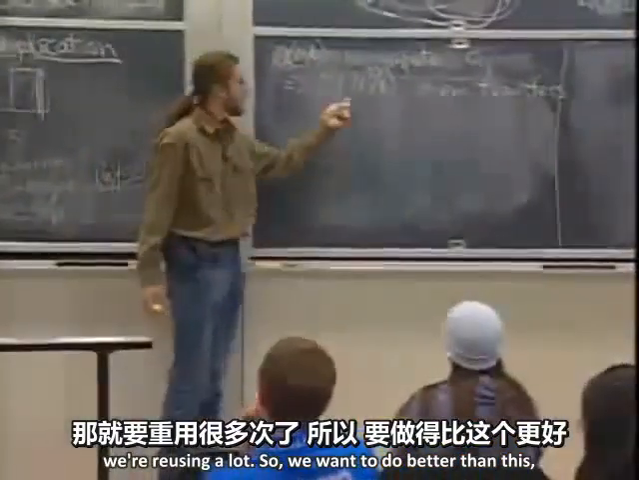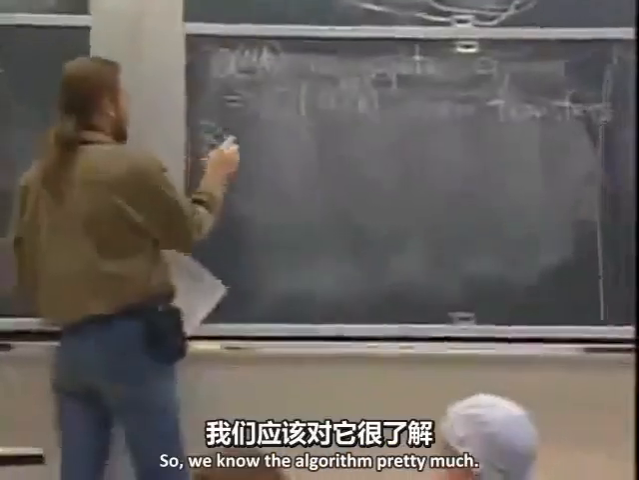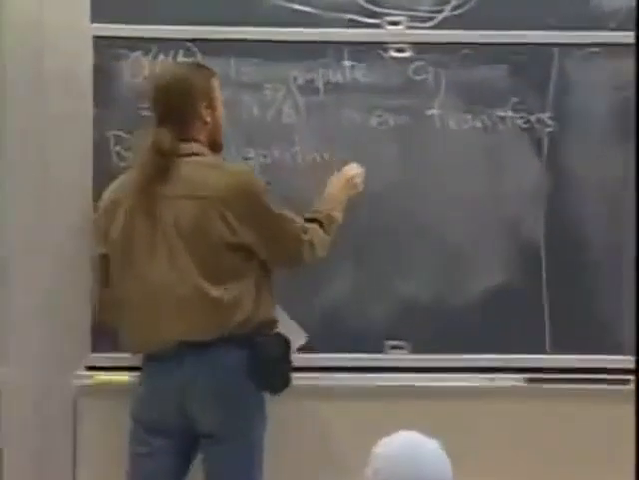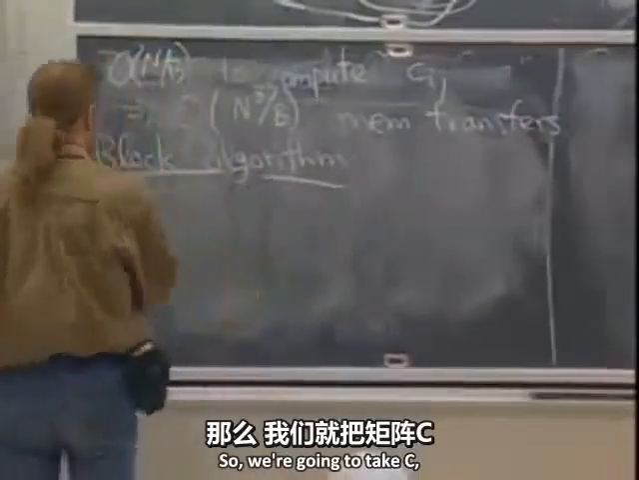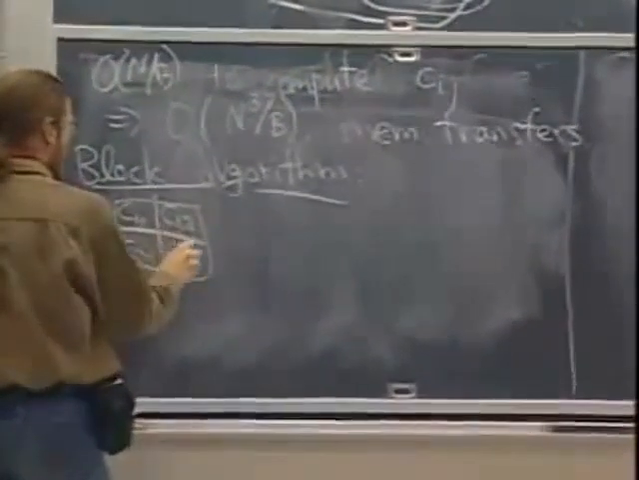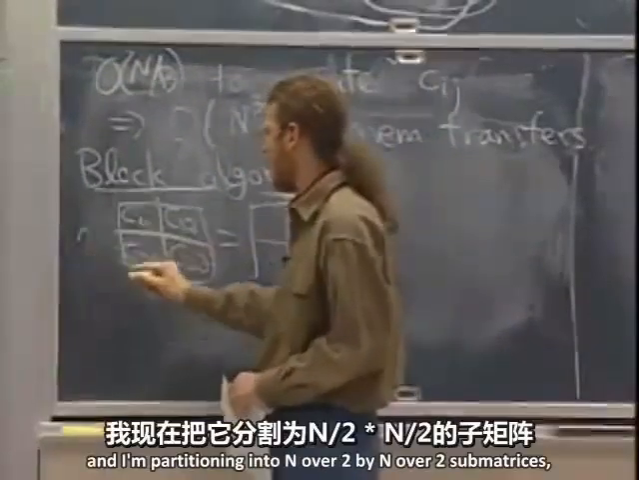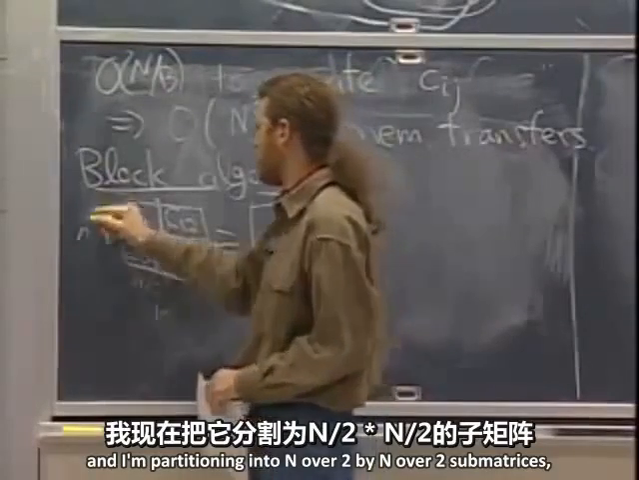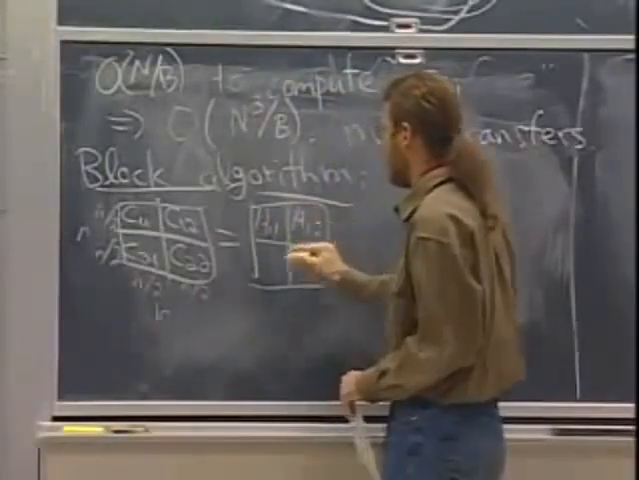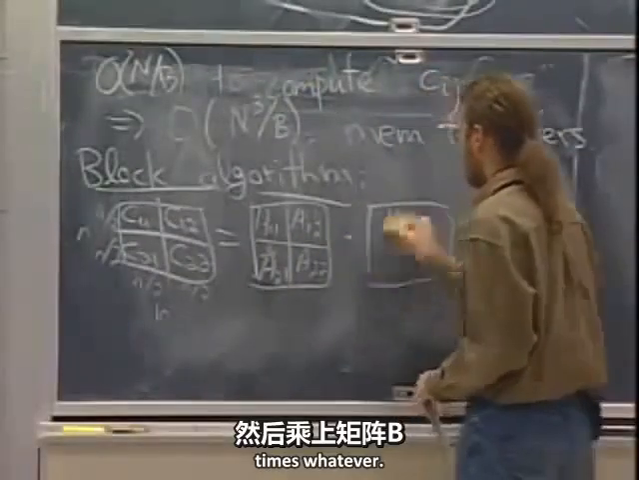So we want to do better than this. And that's the recursive algorithm, which we've seen. So we know the algorithm pretty much. I just have to tell you what the layout is. So we're going to take C, partition C11, C12, and so on. And so I have an n by n matrix, and I'm partitioning into n over 2 by n over 2 submatrices, all three of them. Times whatever.